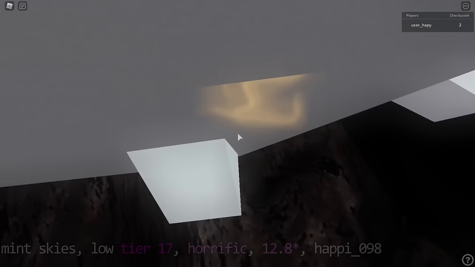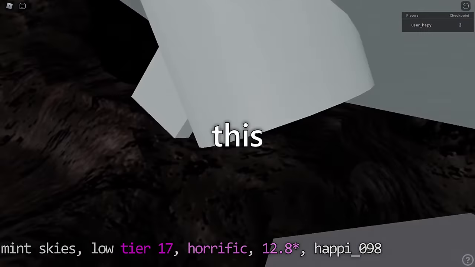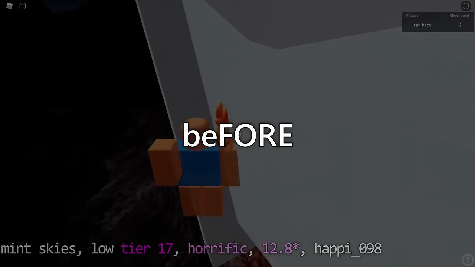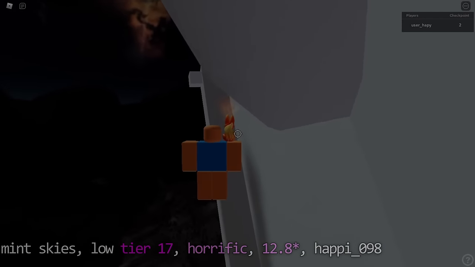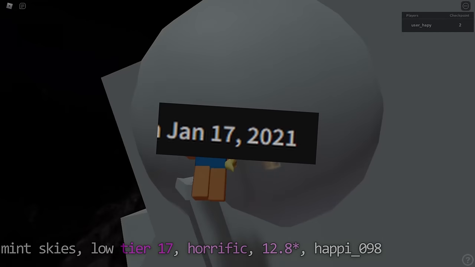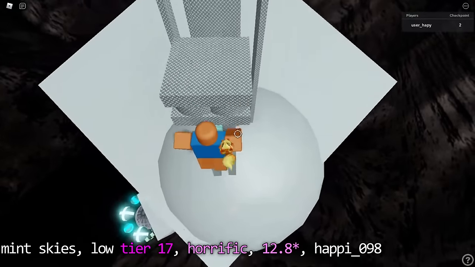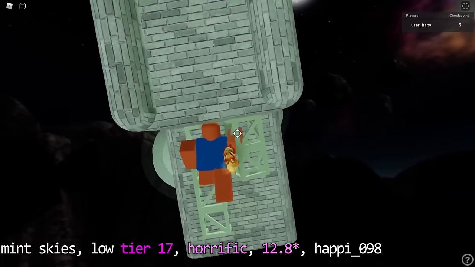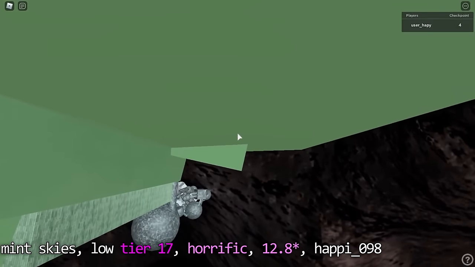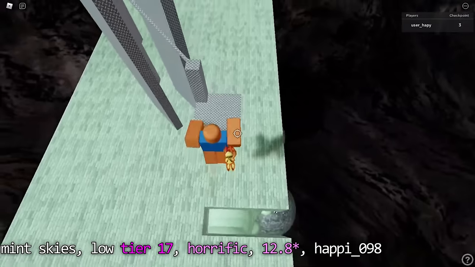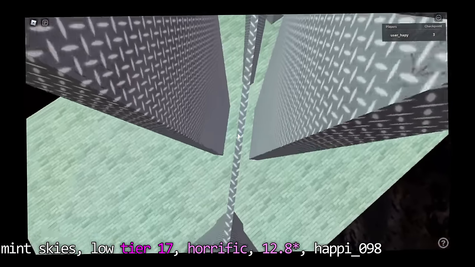The most popular completion of a tier 16 or 17, at least the most popular one I was around for, is Mint Skies. Believe it or not, this was actually beaten before Comatose somehow. The original completion date is January 17th, 2021, or a whole 2 months before Comatose. Anyways, this obby is probably the most janky thing I've ever seen, being comprised of a lot of trussing. A lot of it. Along with stuff like this and this. I don't even know how all the mechanics worked here.